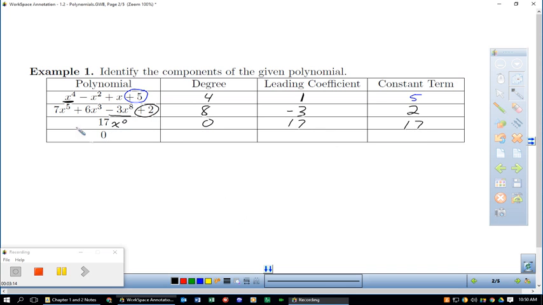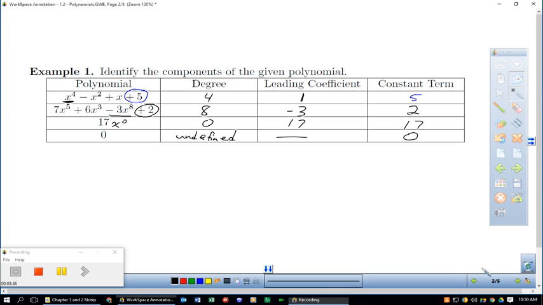Last polynomial we have is the 0 polynomial. Okay, we were told earlier that its degree is undefined. So its degree is undefined, therefore there is no leading coefficient, but the constant term is 0. Alright, so like I said, those are the parts we're going to have to know.